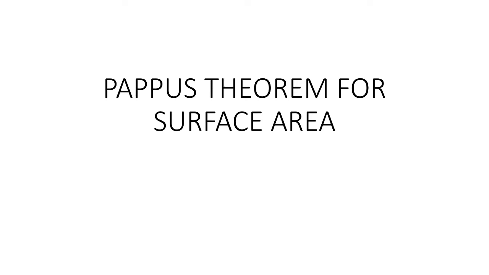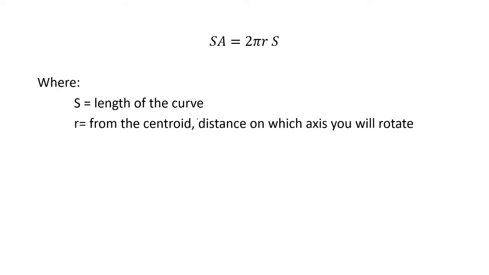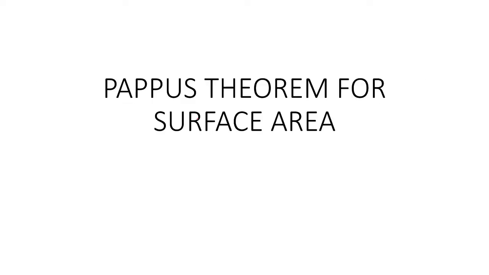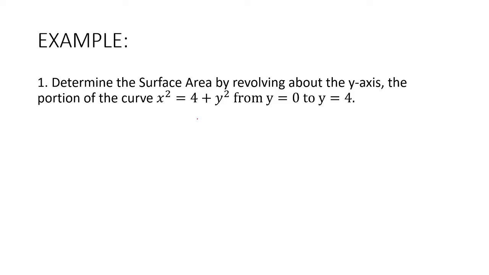Good day, everyone. Today we will be talking about the Pappus theorem for surface area. So by definition, it lets us find the volume using the centroid and an integral. So V is the volume of the three-dimensional object. A is the area of the two-dimensional figure being revolved, and D is the distance traveled by the centroid of the two-dimensional figure. So specifically, in the Pappus theorem, actually this video will discuss the theorem for surface area and the theorem for volume of the solid of revolution.